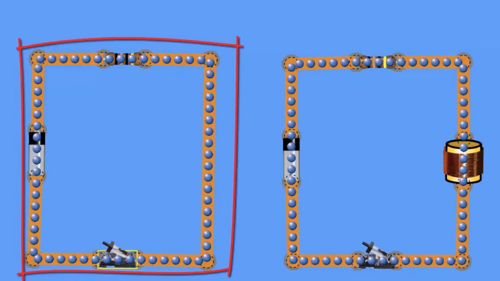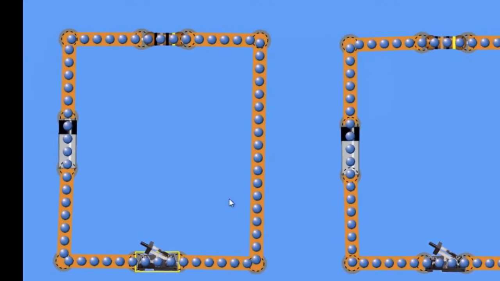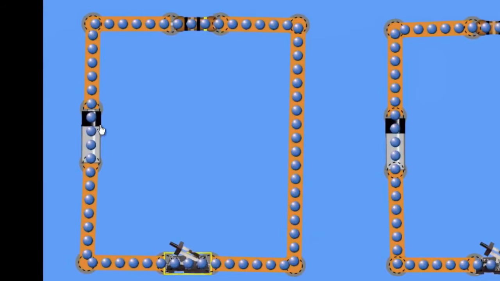Right now on the screen you see two different circuits. The one that is boxed on the left is just a simple circuit with a battery, a switch, and a resistor. The circuit on the right has an inductor in it and a resistor and a battery and a switch. Let's focus on the one on the left.